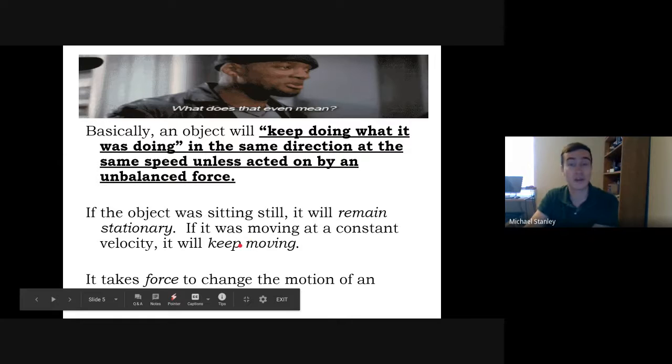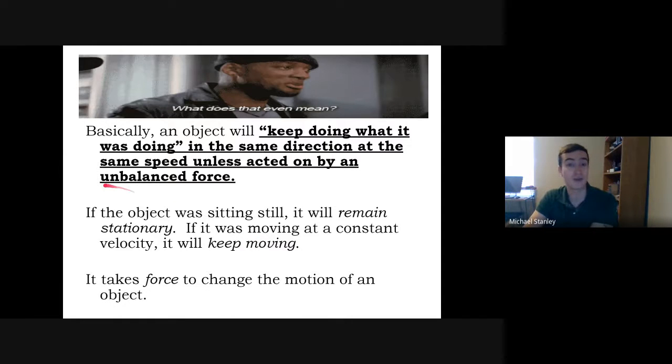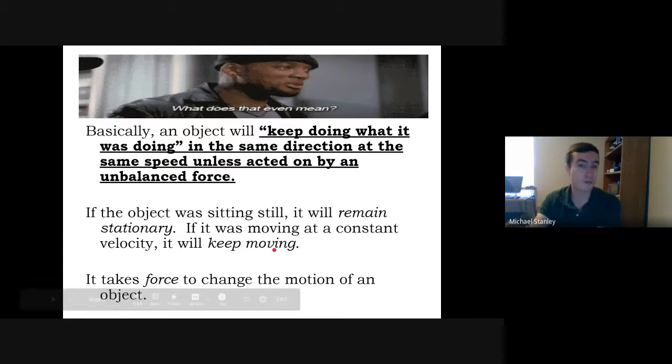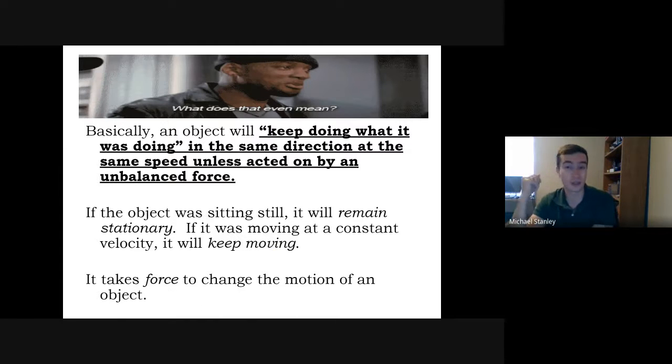So unless something interferes, unless there's this outside or unbalanced force, things will keep staying still. Same thing if something is moving. If you have a bowling ball going down the bowling lane or your car going along the road, it's not going to stop moving unless it's acted upon by some force. In a little bit, we'll talk about how friction and air resistance here on Earth slow down moving things when they're moving along the ground.